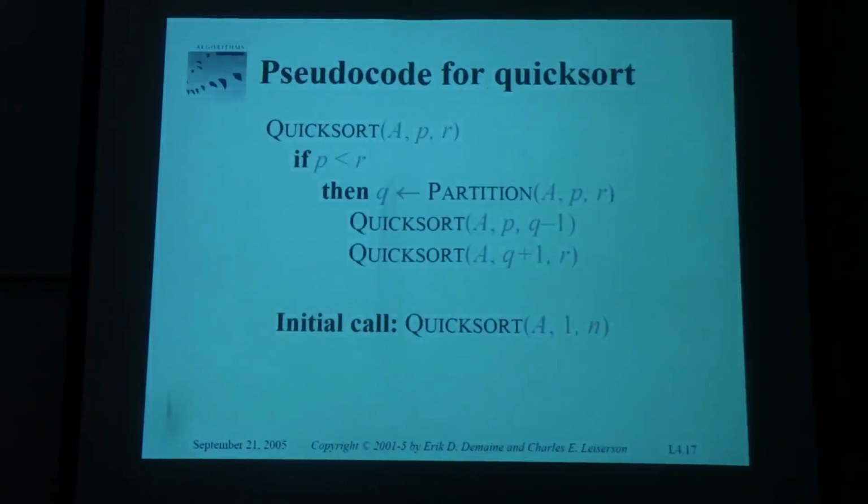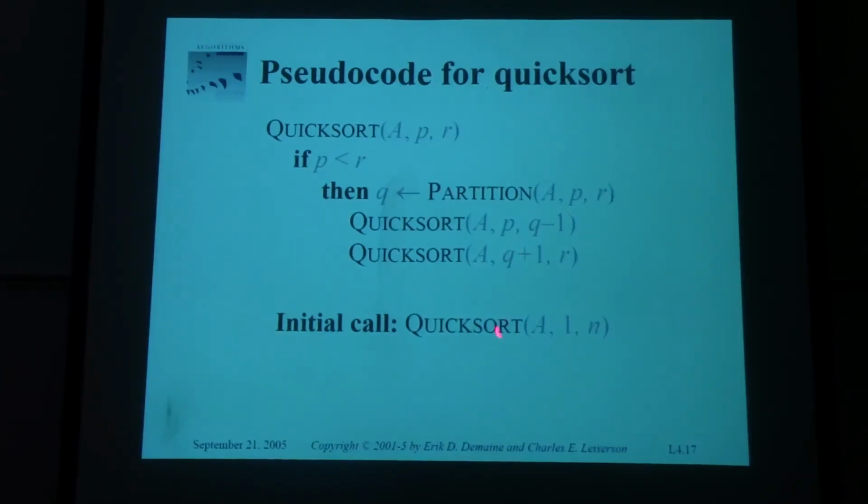And so what's going to happen is, since Q is equal to 4, we will do a quicksort from 1 to 3, and another quicksort from 5 to 8. Because remember, this is going to be 1 to 8 in our case, right? 1 to 8, 4 comes back as Q, so we go 1 to 3 and 5 to 8.